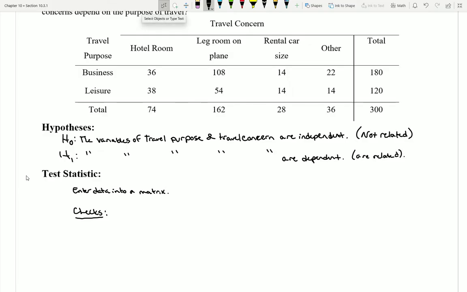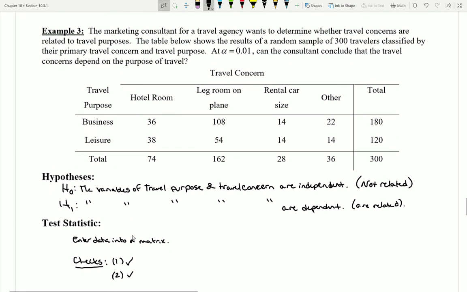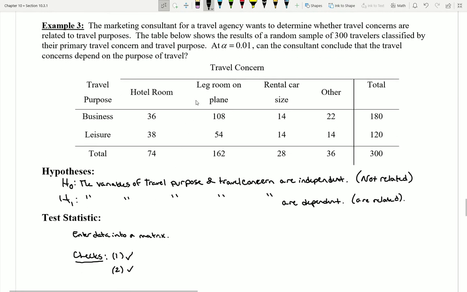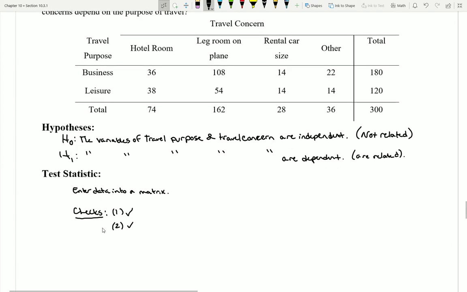Remember that our first check is that we want to have counts in each cell, not percentages. And we definitely have counts for a number of people that met each description, so that's good. Second, we want to make sure that we have a random sample. The problem gives us that. This is the result of a random sample of 300 travelers.